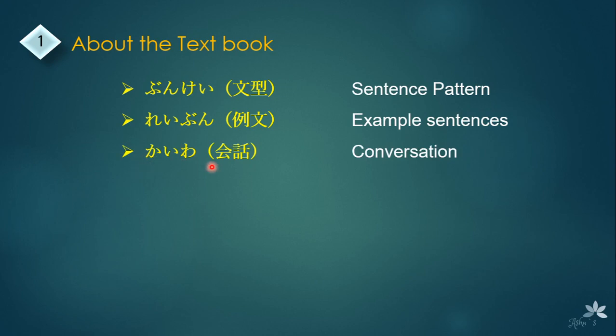Kaiwa means conversation. There will be a small conversation using the sentence patterns taught in that lesson. Renshu A, which means practice A. You will have a few more example sentences for every sentence pattern taught in that lesson.